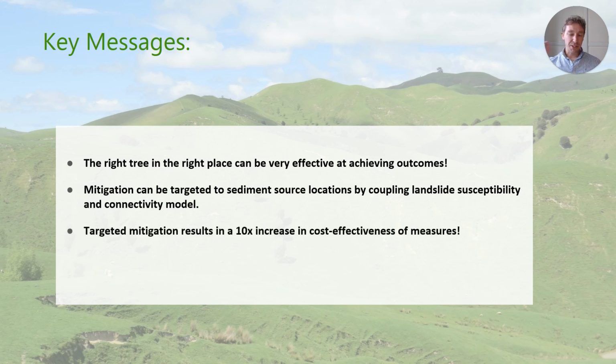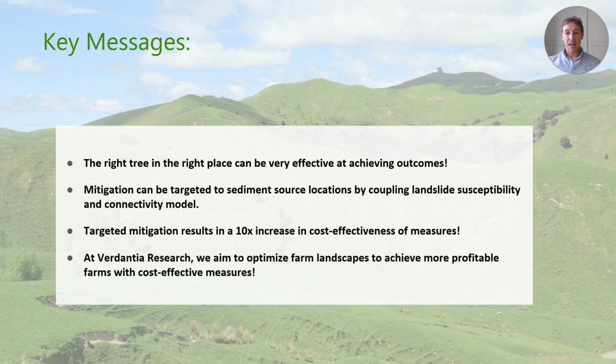And then I've just demonstrated that targeting mitigation to areas that most need it, highly susceptible, highly connected areas, increases the cost effectiveness of those measures. In fact, it's 10 times more cost effective compared to just a random non-targeted approach. So very important from a financial point of view. And that's what we're worried about here at Vedantia Research. We're really aiming to optimise farm landscapes to achieve more profitable farms with cost-effective measures.